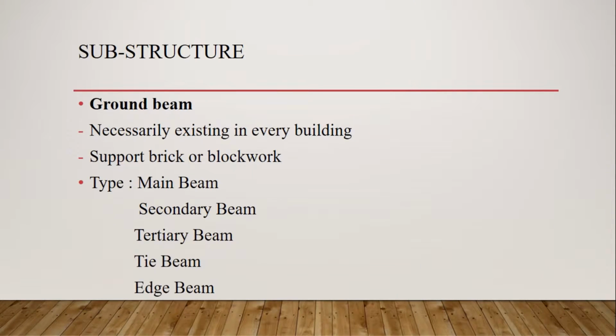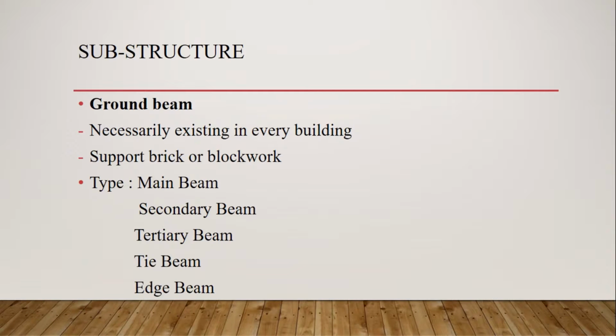Secondly, grounding is necessary in every building. Grounding is designed to support brick or block walls and to form a permanent shelter to the edge of the in-situ concrete slab. By having grounding installed, you can improve construction progress by reducing poor ground conditions. There are 5 types of beam, which are main beam, secondary beam, tertiary beam, tie beam, and edge beam.